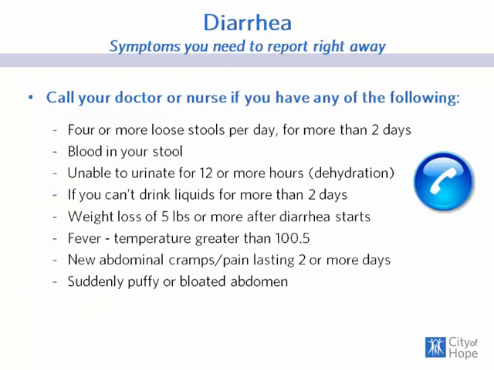Diarrhea: symptoms you need to report right away. Call your doctor or nurse if you have 4 or more watery bowel movements a day for more than 2 days, blood in your stool, are unable to urinate for 12 hours or more, are unable to drink any liquids for more than 2 days, lose 5 pounds or more after diarrhea starts, have a fever with a temperature of 100.5 degrees Fahrenheit, feel severe abdominal pain, or suddenly have a puffy or bloated abdomen.